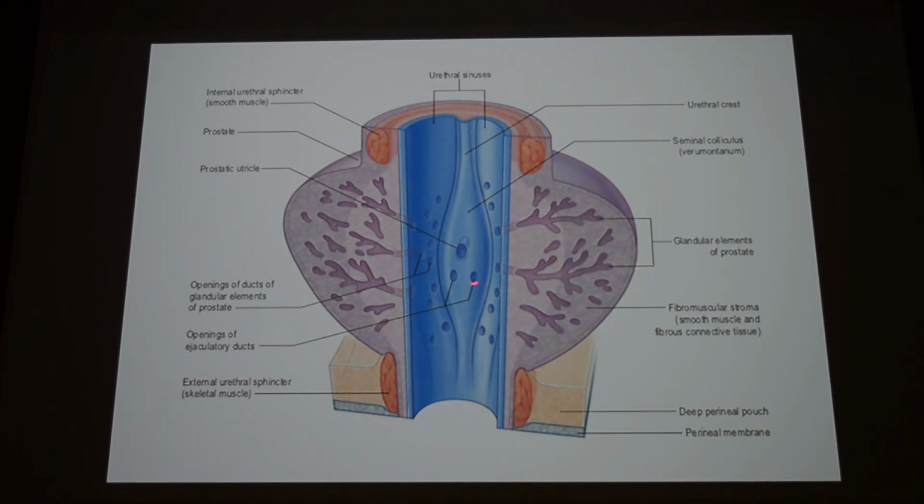So now, going back, we were here, and we can see that there are so many openings. These two openings belong to the ejaculatory ducts. So they are pouring the semen. This is connecting the prostatic utricle. These are so many prostatic glands, and they are pouring their secretions into the urethra, like other glands.